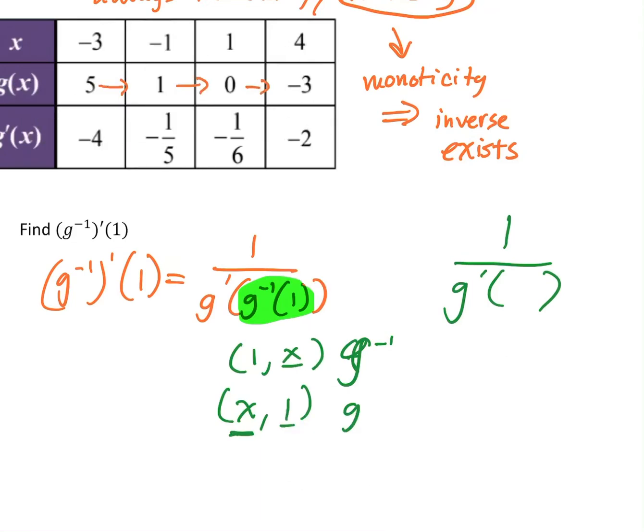So if I look at the table, when is g 1? G is 1 when x is negative 1. So that's why I put negative 1 into this expression g prime of x. So 1 over g prime of negative 1, g prime of negative 1 is negative 1/5. So my answer is negative 5.